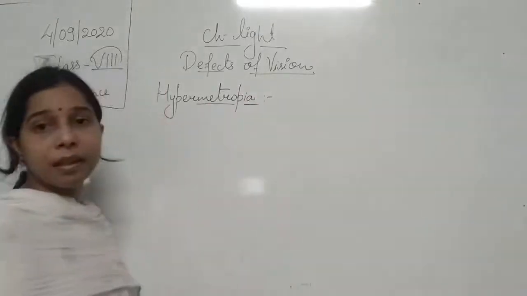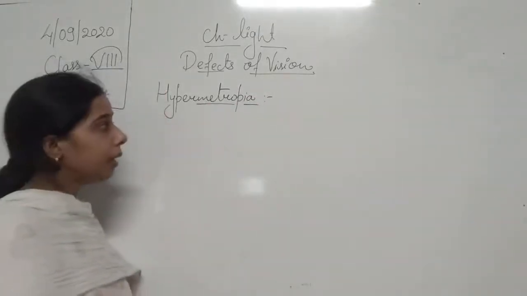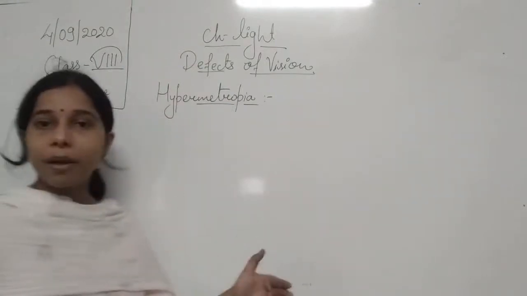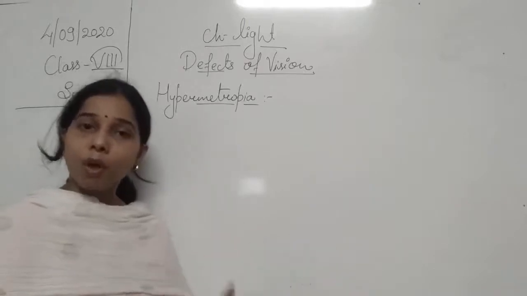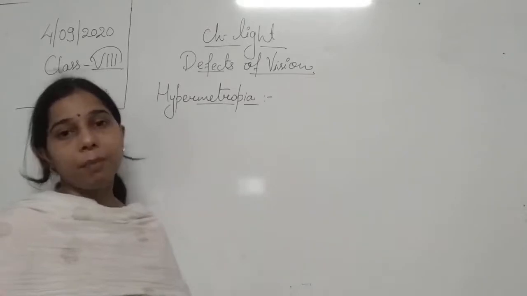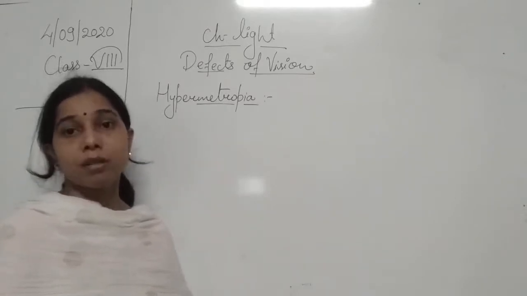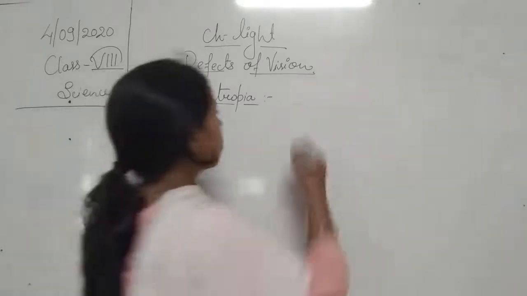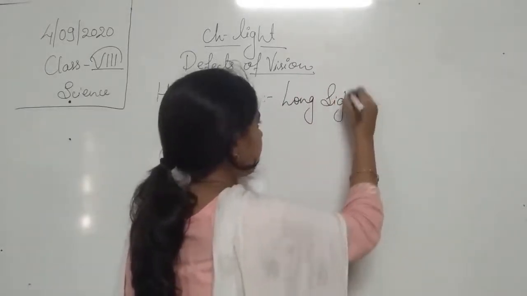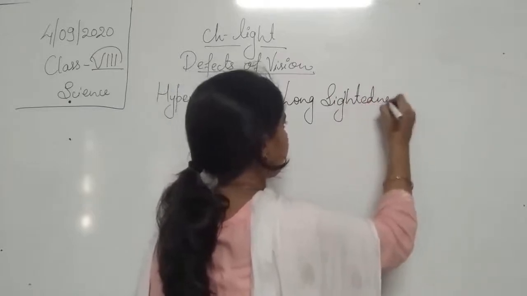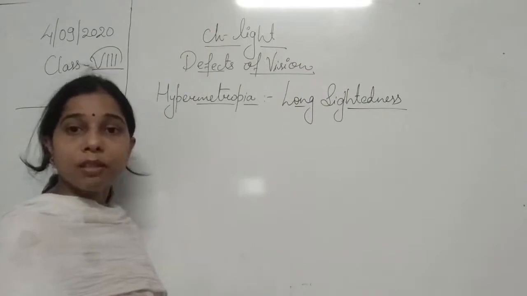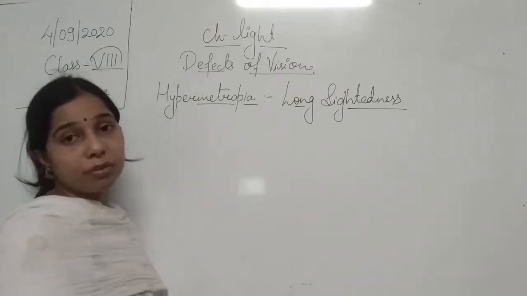What happened in case of hypermetropia, students? Here the person is able to see the far by object but not able to see the nearby object, and that is why hypermetropia is also known as long-sightedness. Okay, so we can write here long-sightedness. Why long-sightedness, students? Because the person is able to see the far by object, not the nearby object.